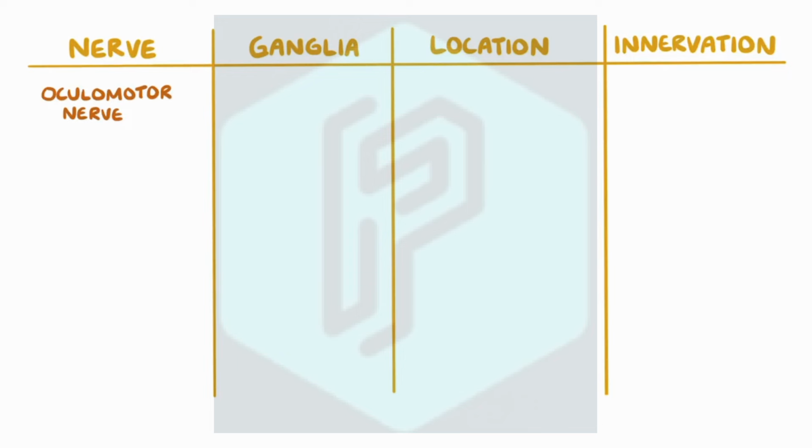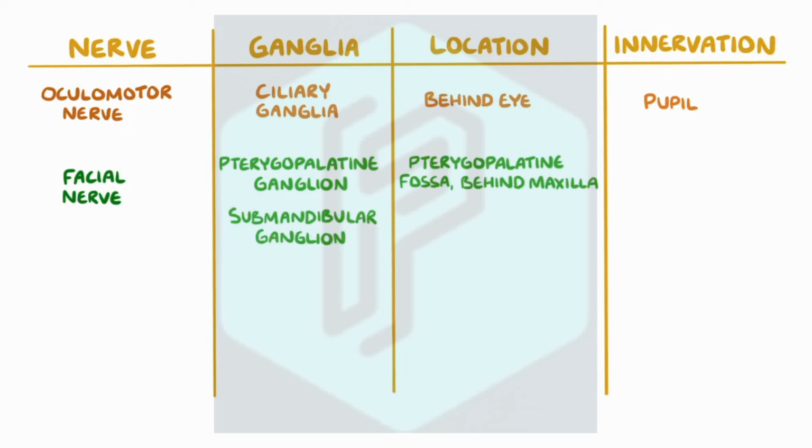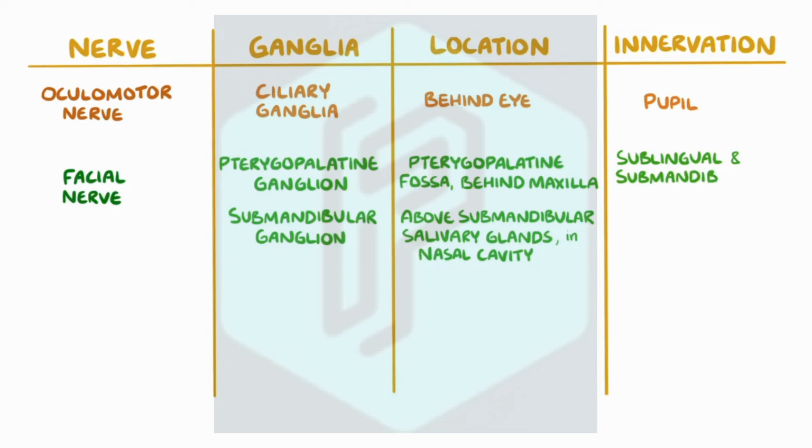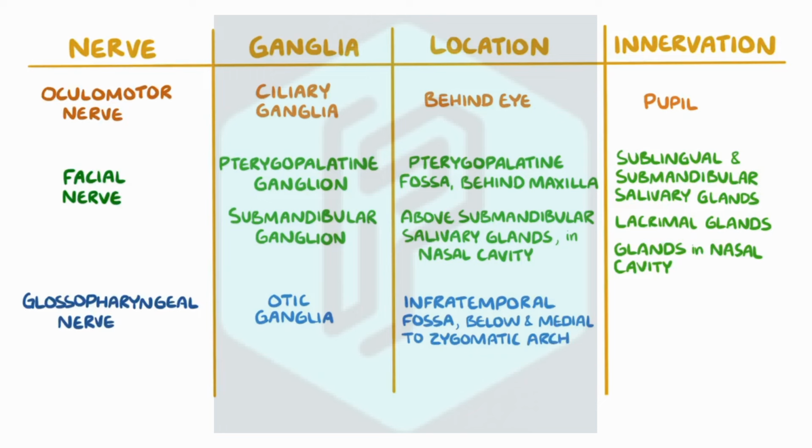The oculomotor nerve synapses with postganglionic neurons of the ciliary ganglia, located right behind the eye, and it innervates the pupil. The facial nerve synapses with postganglionic neurons of two cranial ganglia, the pterygopalatine ganglion, which is located in the pterygopalatine fossa behind the maxilla on each side, as well as the submandibular ganglion, which is located above the submandibular salivary glands. The facial nerve innervates the sublingual and submandibular salivary glands, the lacrimal glands, and the glands in the nasal cavity. The glossopharyngeal nerve supplies the postganglionic neurons in the otic ganglia, which is located in the infratemporal fossa, situated below and medial to the zygomatic arch, and that innervates the parotid salivary gland.